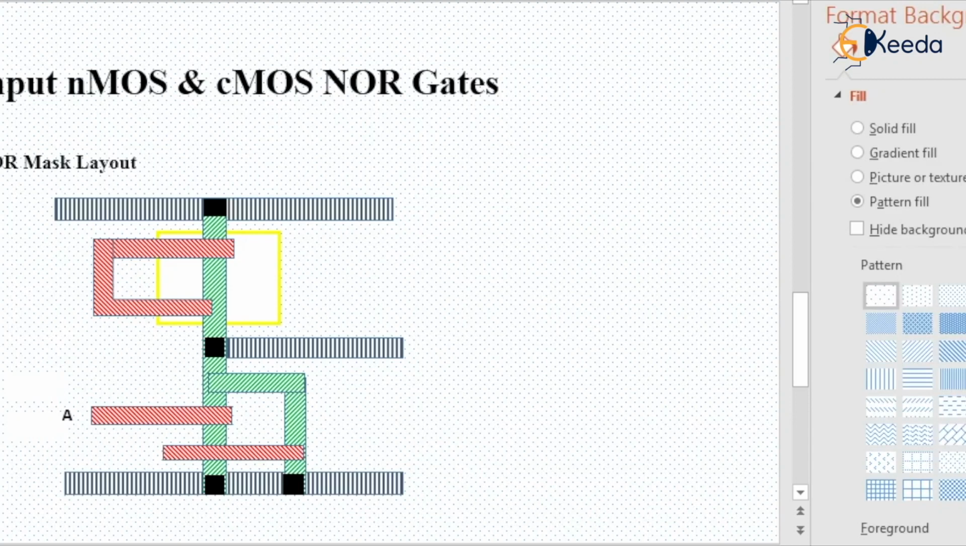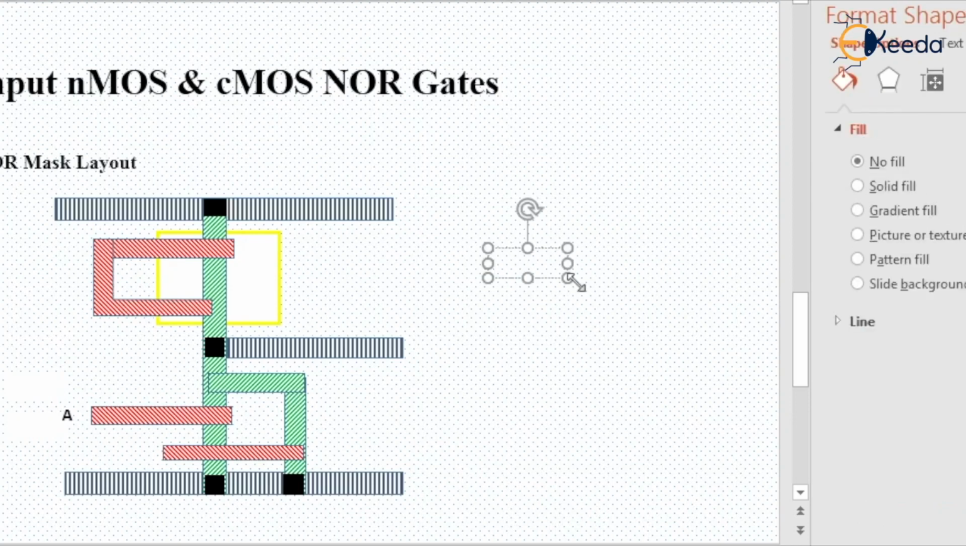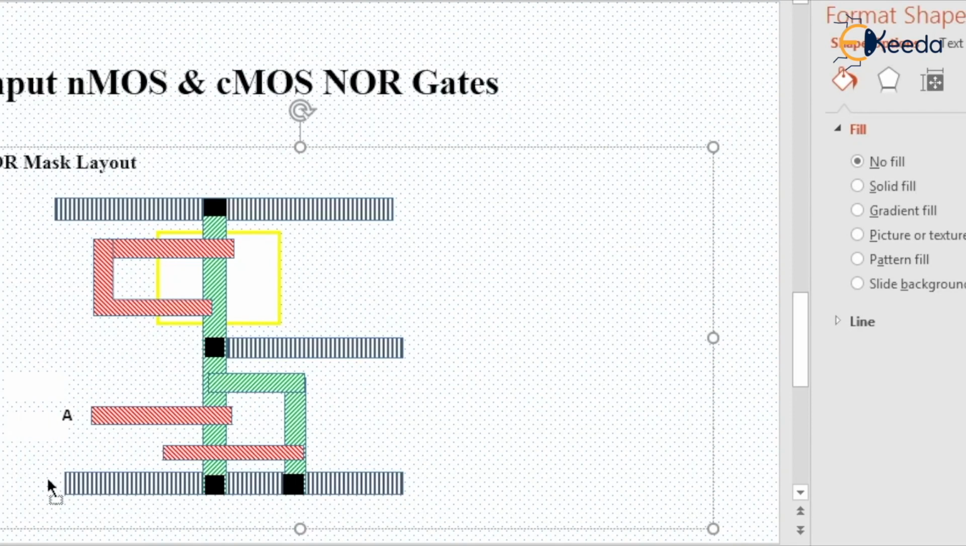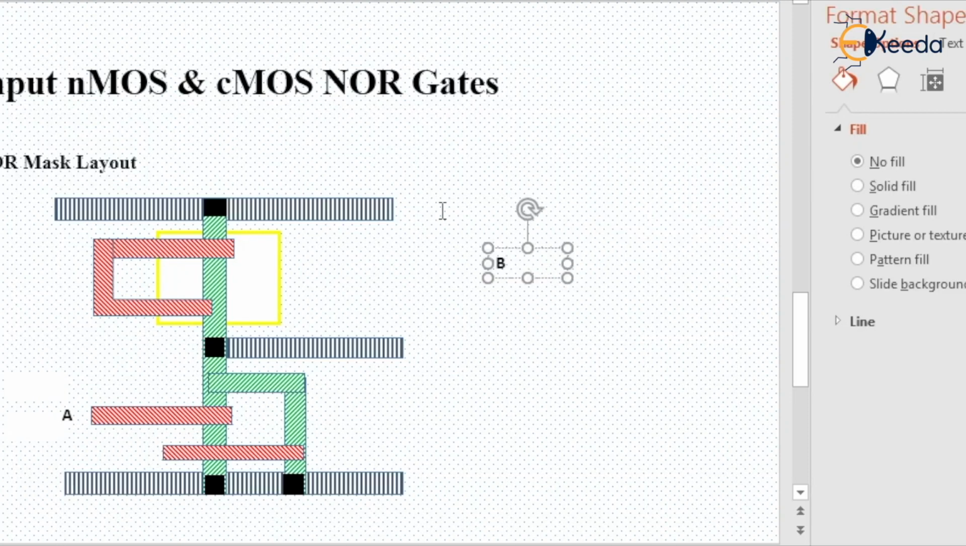Next, similarly add another text here with B, bold this one. So I have to place it here. Simply add text here, another text here, write B here, take this one and place here. So these are both the inputs of our NOR gate, A and B, and this is a depletion mode MOSFET, and this is our resultant output.